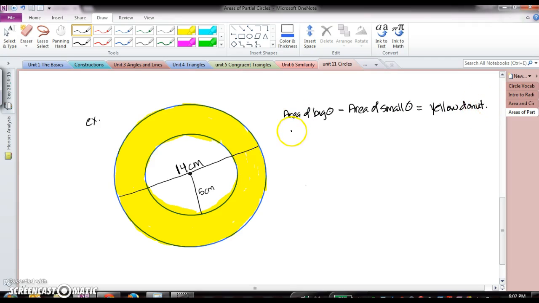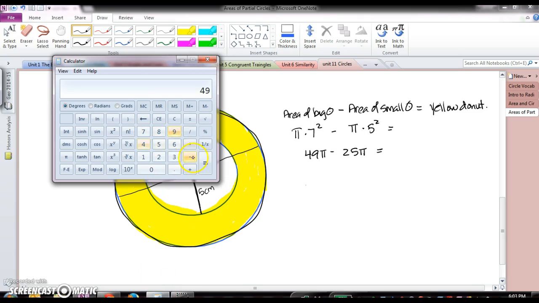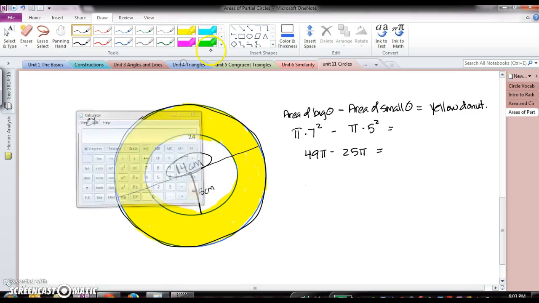All right, well, let's have at it. So looking at the big circle, that would be this whole big giant circle right here. But we notice that the diameter is 14, which means that the radius has to be 7. Pi r squared. For the small circle, the radius is given, it's 5. Looks like we've got 49 pi minus 25 pi. Grabbing a calculator, 49 minus 25, that's 24 pi.